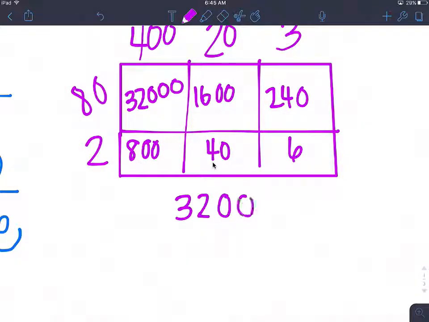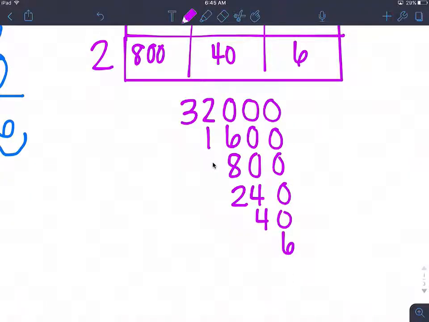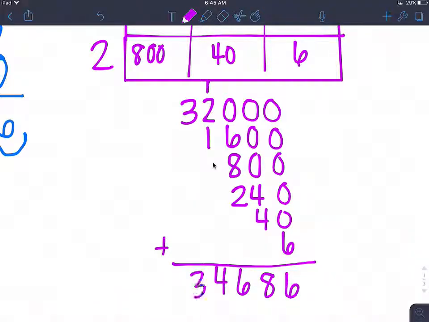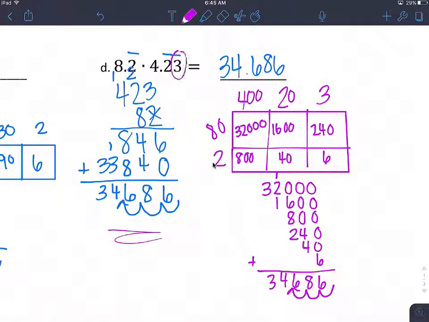So I have 32,000, 1,600, 800, 240, 40, and 6. And notice I kind of lined it up by size just to keep it a little bit more organized. And now I'm going to add those numbers together. So I have 6, and then 8, 16, carry the 1, 4, and 3. So again, I got those same numbers as I did before, and I'm going to move it 3 times because of my 3 numbers.